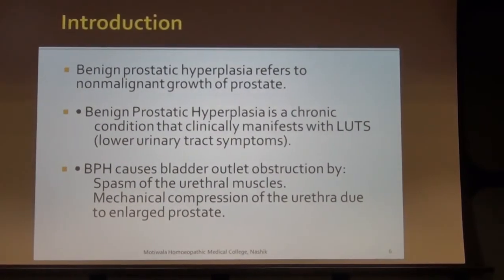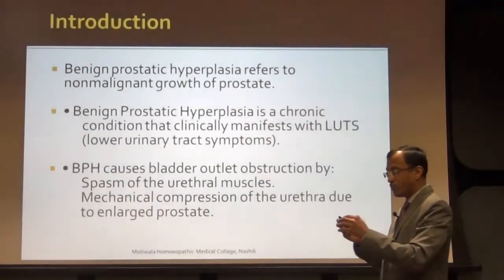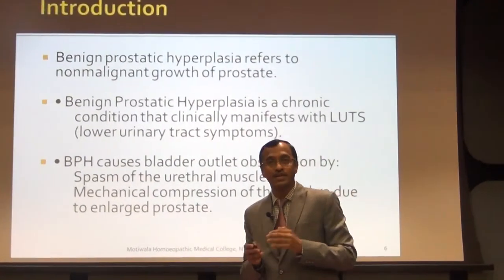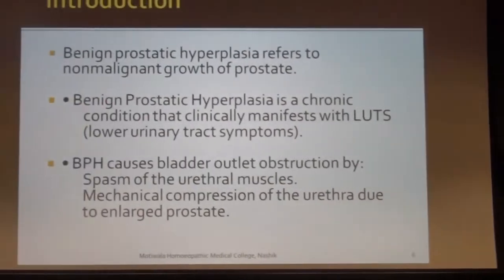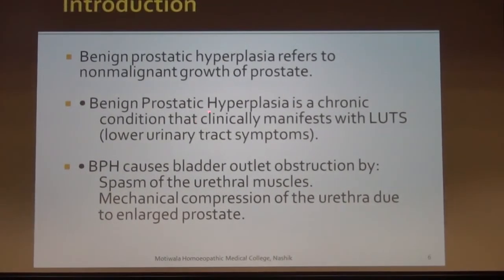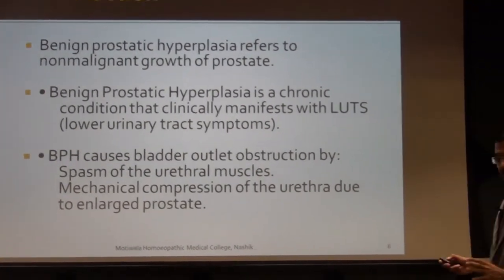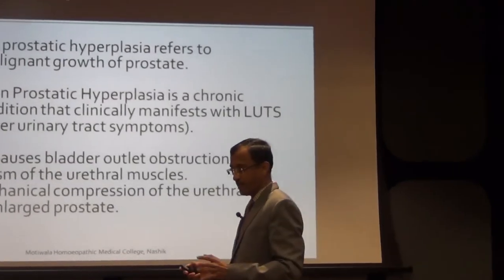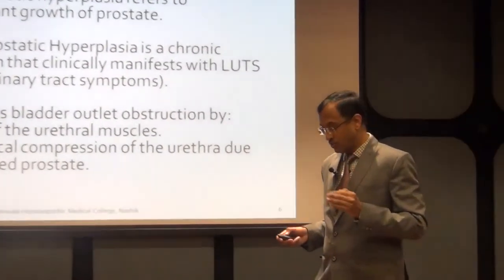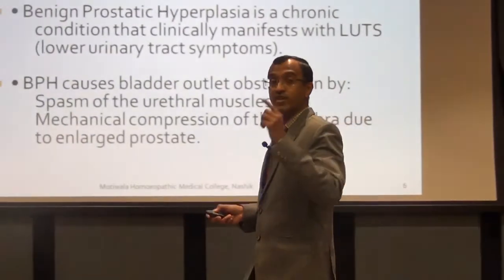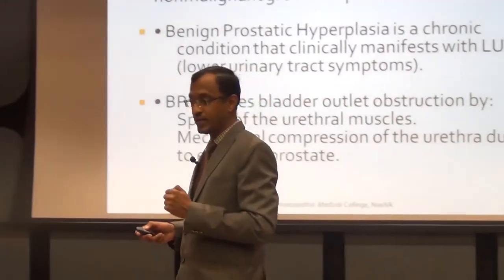Over a period of time, the prostatic hyperplasia develops. So it is a chronic condition that clinically manifests with lower urinary tract symptoms. A very easy definition. So it is a chronic condition, and we need to think about this chronicity when we are taking a homeopathic approach to it.